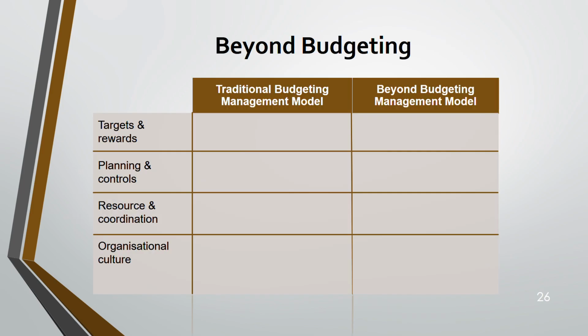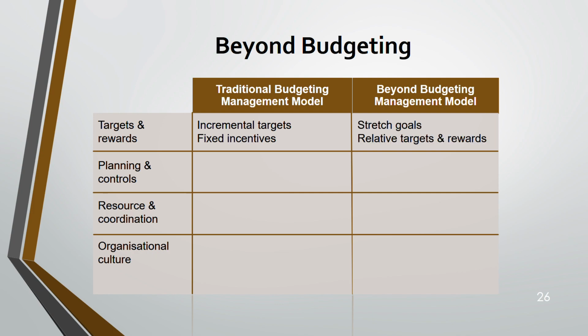Now beyond budgeting. So we are going to go through the difference between traditional budgeting and the beyond budgeting management model. And we are going to take 4 areas. First one is target and reward. We'll see how it's different. Earlier we used budgeting to fix incentives, fixed incentives and an incremental target. We put some target. For example, we want to increase our sales by 5%. We have achieved it. Next year we'll put 6% or 7% like that. So incremental target and fixed incentive.